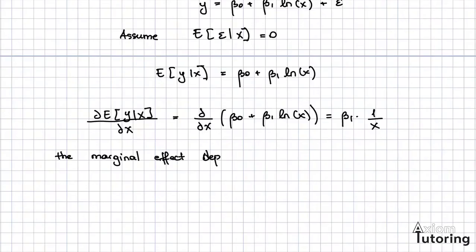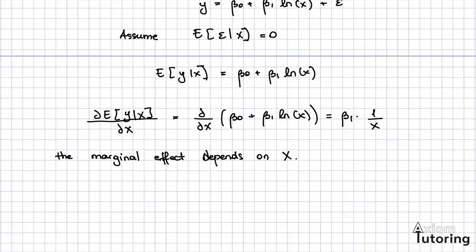So ultimately, what we have found here is that the marginal effect depends on x. Unlike the level model, the effect is not constant in units. It decreases when x increases, because as you can see here, this x is in the denominator.